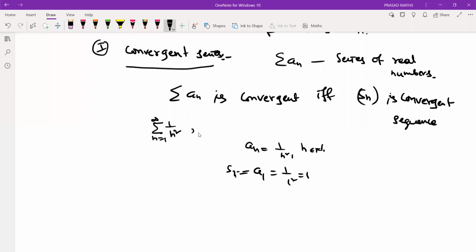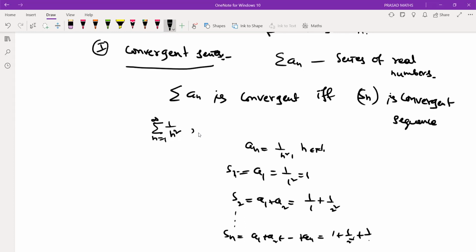1 by 1 square. That is exactly 1. S2 is nothing but A1 plus A2. That is exactly 1 by 1 square plus 1 by 2 square. Right? Therefore, Sn is nothing but what? A1 plus A2 going on to An. That is exactly 1 plus 1 by 2 square, 1 by 3 square going on to 1 by n square.